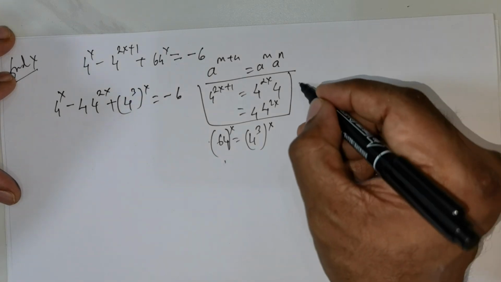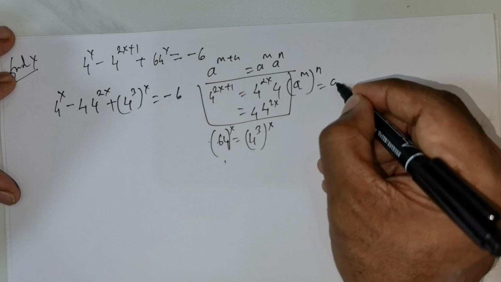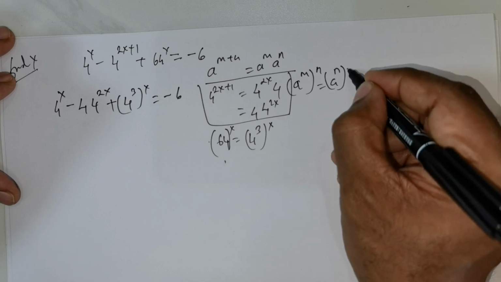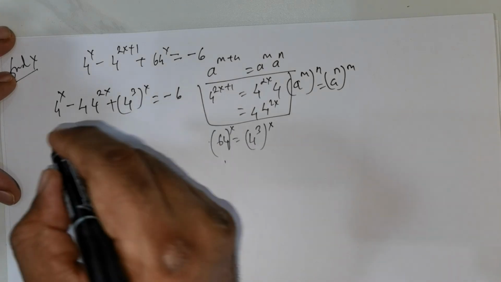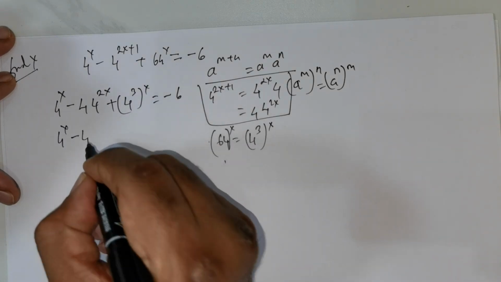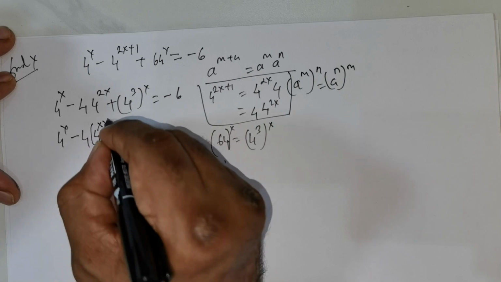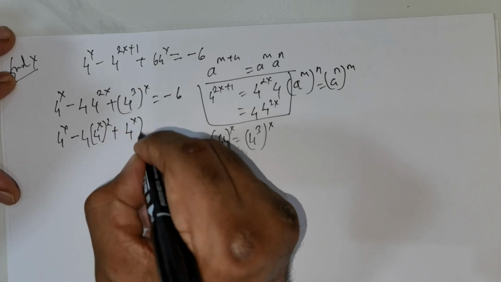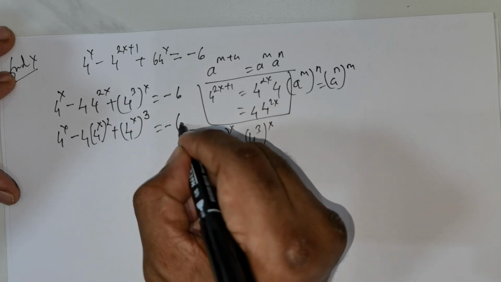Now there is another index formula: a raised to the power of m raised to the power of n can be written as a raised to the power of n raised to the power of m. So by that, I wish to write 4 raised to the power of x minus 4. This I'm going to rewrite as 4 raised to the power of x raised to the power of 2 plus 4 raised to the power of x raised to the power of 3 is equal to negative 6.